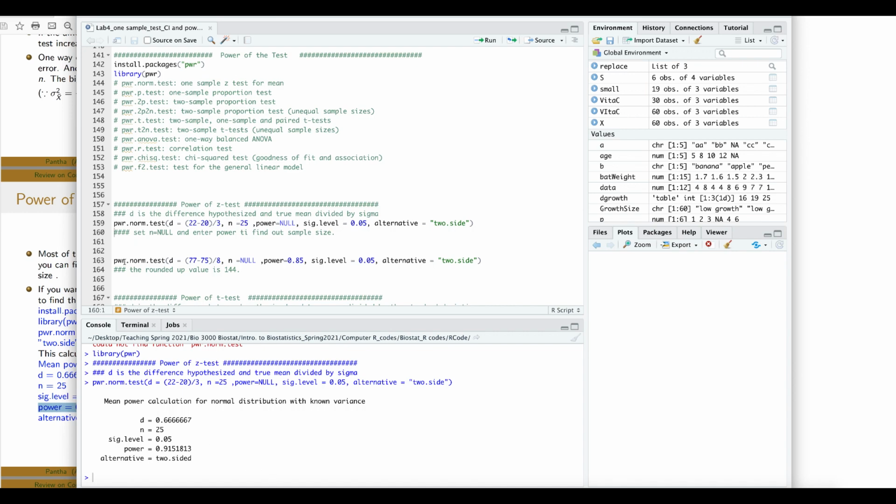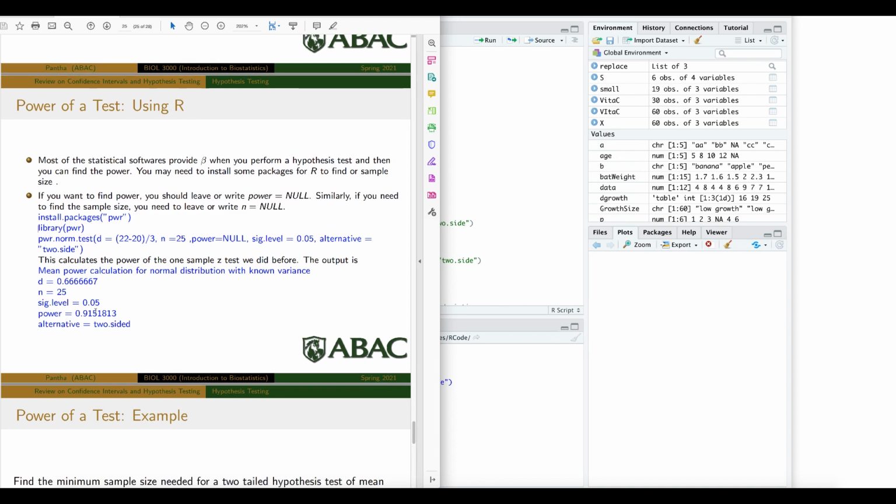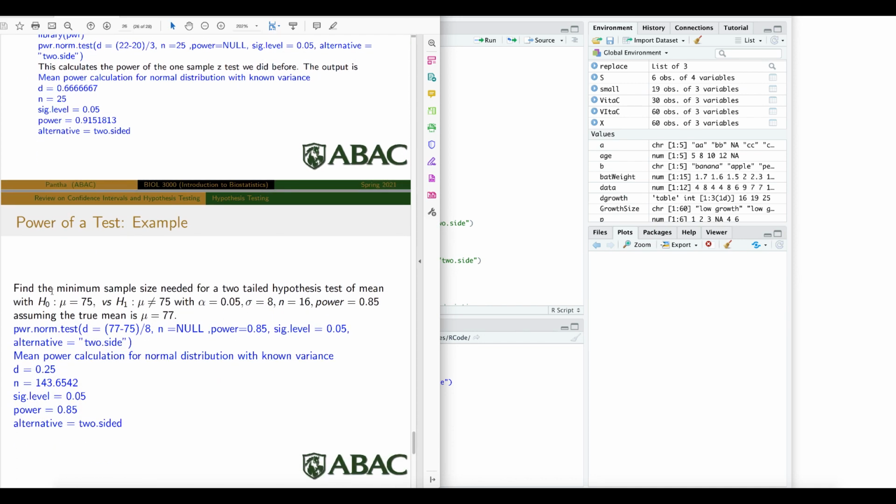Look at this example. Power dot norm. I think I have that here. Okay. Find the minimum sample size needed for a two-tailed hypothesis test of mean width. Null hypothesis is this, alternative hypothesis is this, alpha is given, sigma is given, n is given, and power needs to be 0.85.